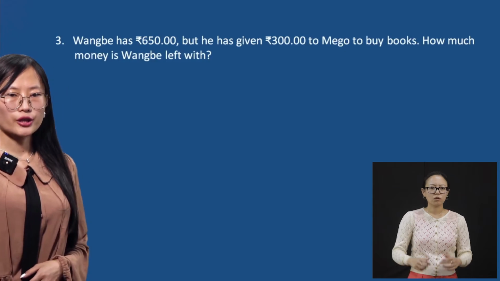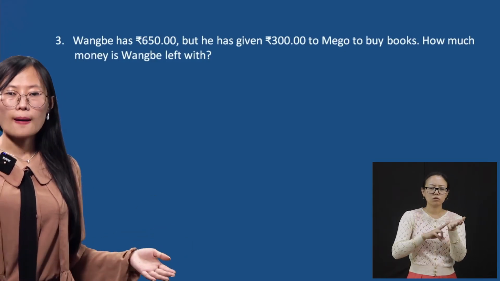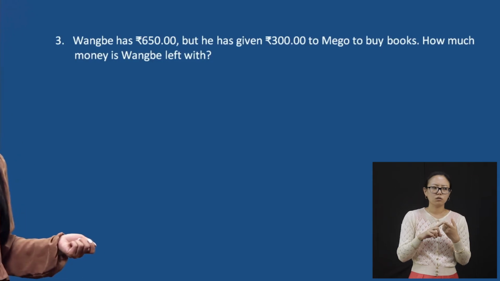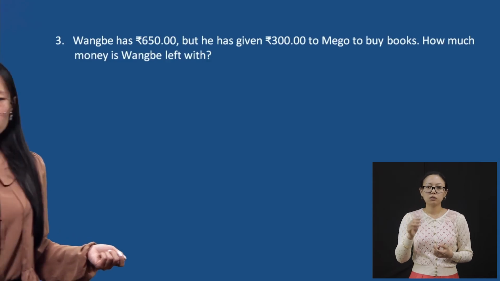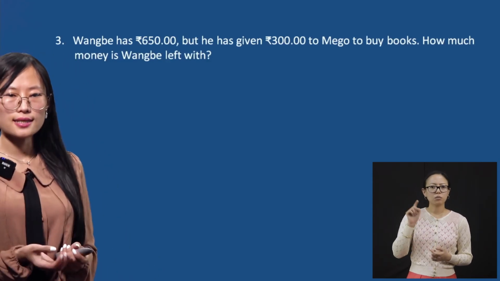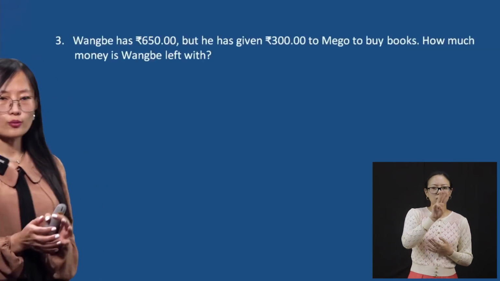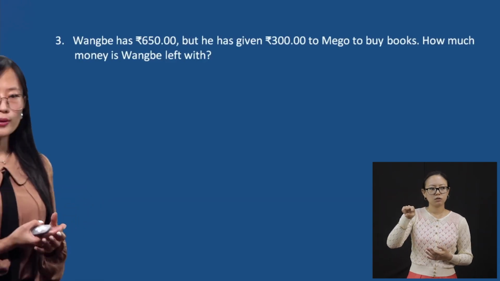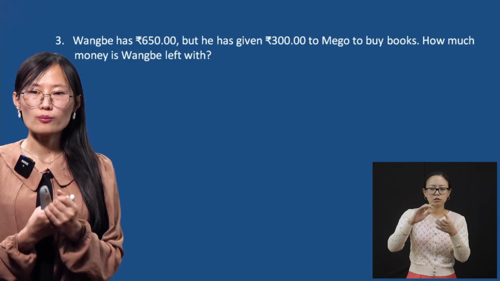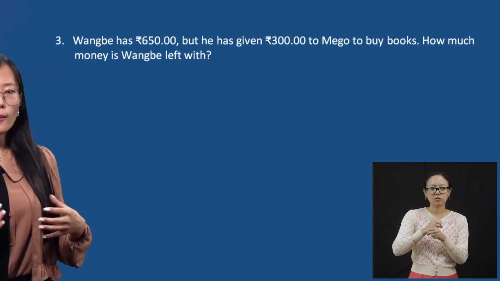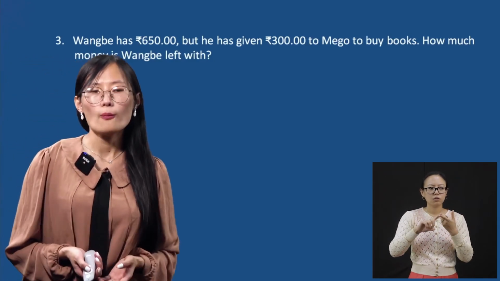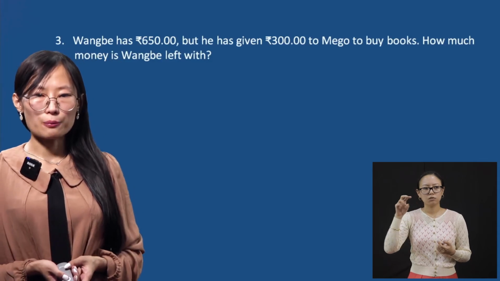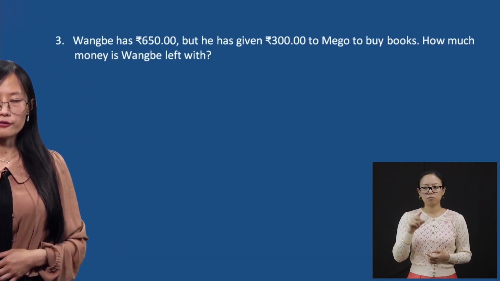Wang Bei has 650 rupees, but he gave rupees 300 to Meko to buy books. How much money is Wang Bei left with? So here the information given is he has a total amount of 650 rupees. He had 650 rupees, out of which he gave 300 to Meko. Now the question is how much money is left with Wang Bei. So in order to find out, we will subtract 300 from 650.